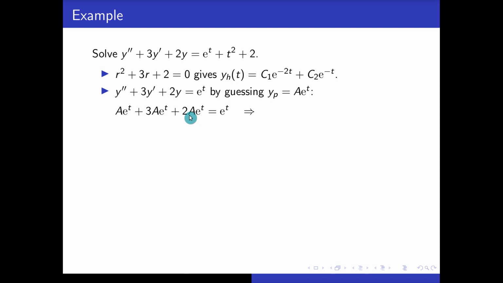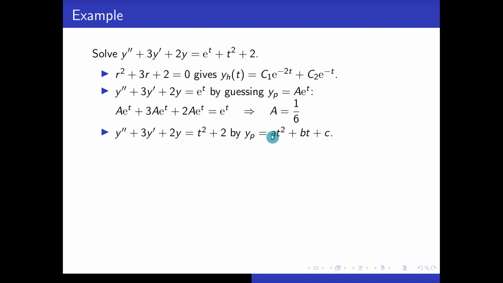Here's the function, first derivative, second derivative. Add them together, it looks like we get 6a is equal to 1, so 1/6 would be our solution for a. Okay, next we'll go to the polynomial of degree 2. And we'll guess a degree 2 polynomial. And again, we check our homogeneous part of the solution, and that's not part of the polynomial, so we'll continue.